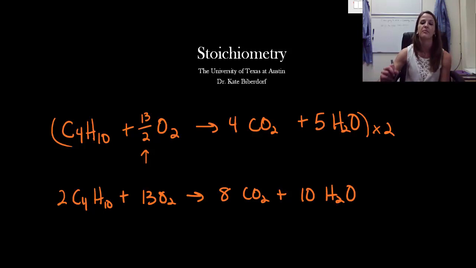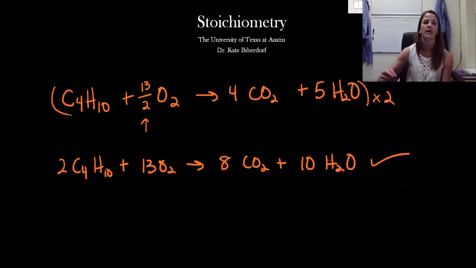Always check it. This is the best way to catch mistakes. So 2 times 4, we have 8 carbons on the left side, and 8 carbons on the right side. Now check our hydrogens. 2 times 10, 20 on our left side, and 20 on the right side. Now check our oxygens. 8 times 2 gives me 16, plus 10 is 26. Over here, 13 times 2 is 26. This chemical equation checks out. Beautiful. All right, now we're ready to do some stoichiometry.